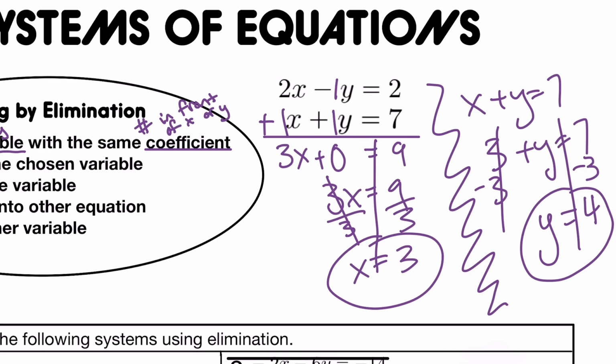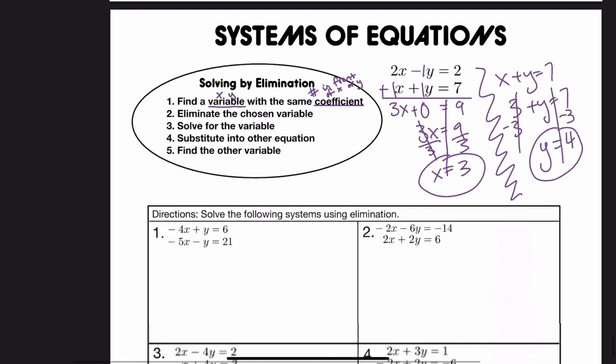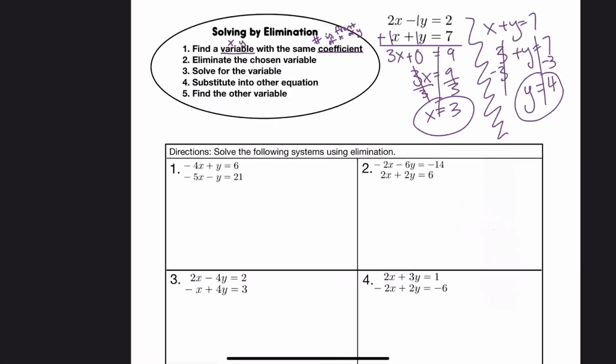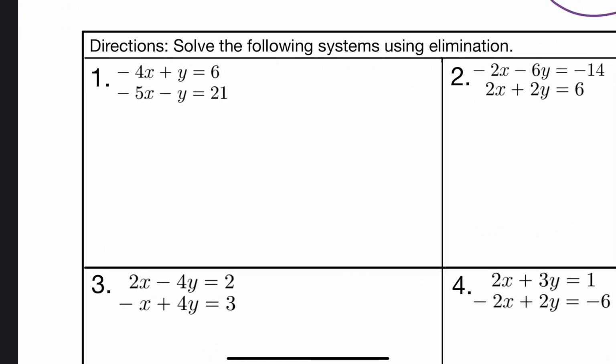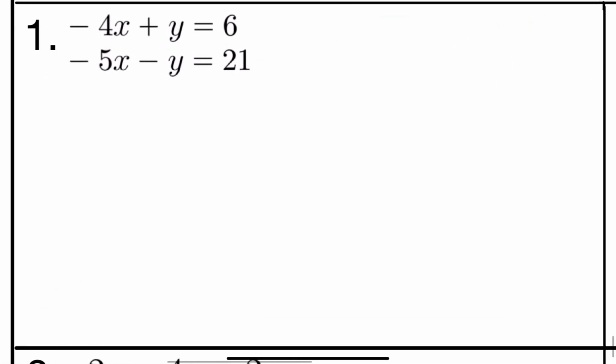So I'm going to be nice, and I'm going to do another one with you. Let's do number 1 together as well. Let's get down there. All the way over here. Directions say, solve the following systems using elimination. That's what we're going to do. So, number 1.